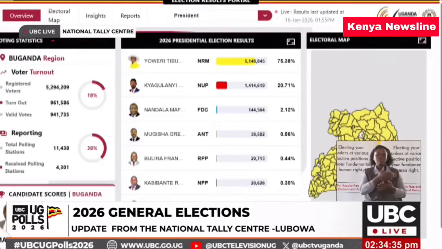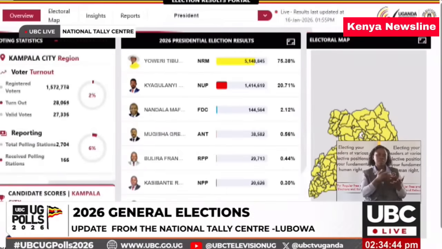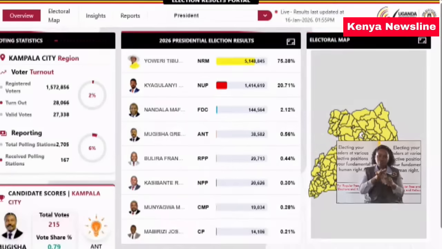And when we go to the region, at the moment we are displaying Uganda region, you look at the voter turnout. Here, it has changed to Kampala City region, and we look at the registered voters in that specific region, and we see how many turned out, and we are able to calculate a percentage. If you see there, the percentage is 2%, and we're also able to calculate the number of valid votes, meaning the difference is the invalid votes.